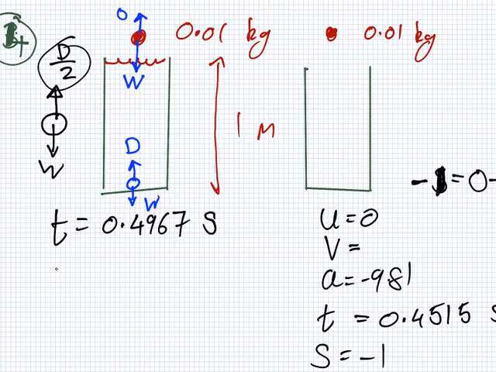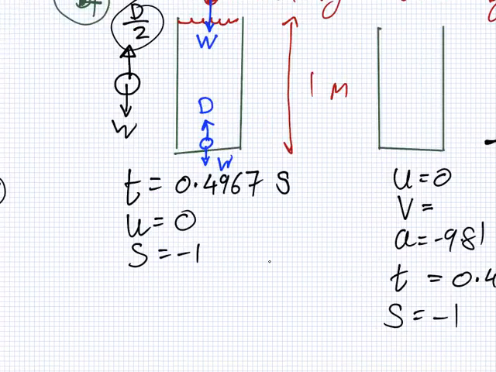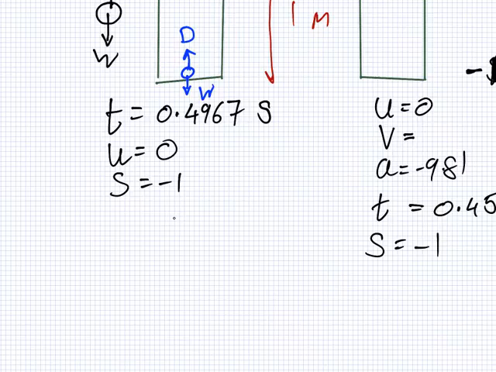We know the T, we know the U, and we know the S, so we could easily get the A. What can I use to get the A now? S equals UT plus half AT squared. Sorry, I was being stupid, we want the A. So S equals UT plus half A T squared.